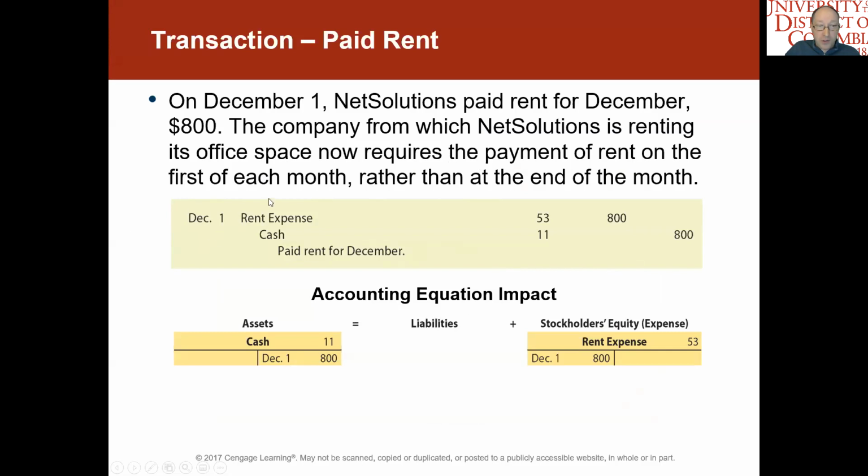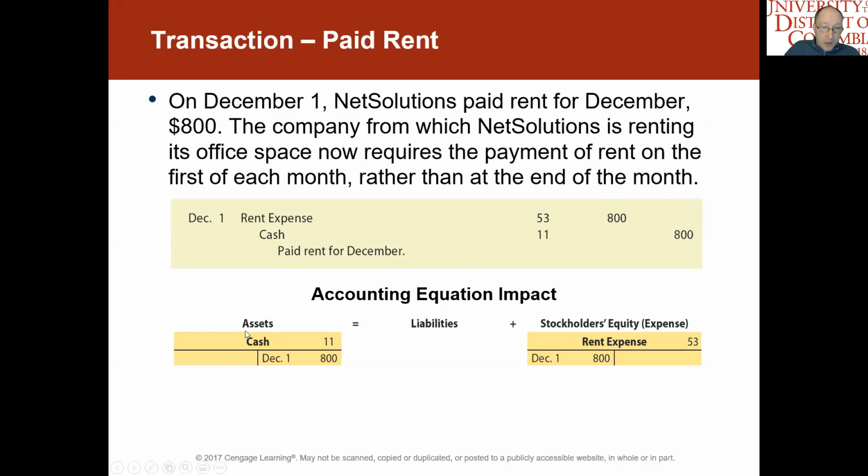So December 1st, rent expense, which is account number 53, for $800. We credit our cash to reduce our cash by $800. Cash, as you know, is account number 11. And this was to pay rent for December.